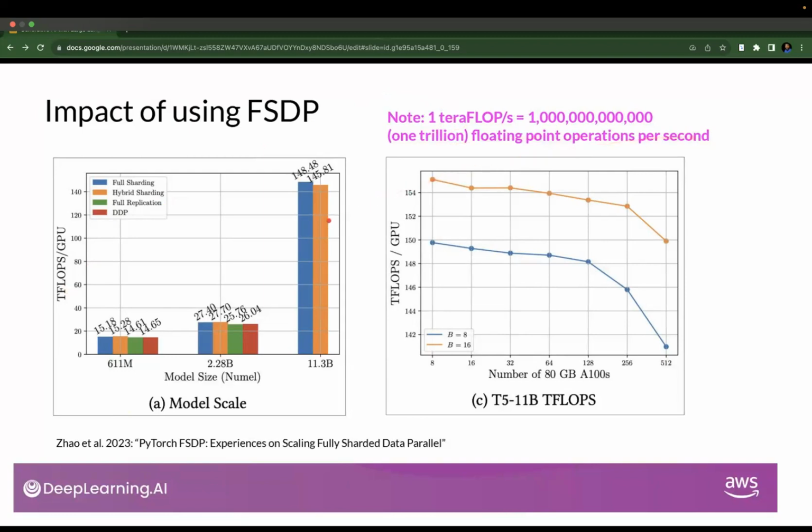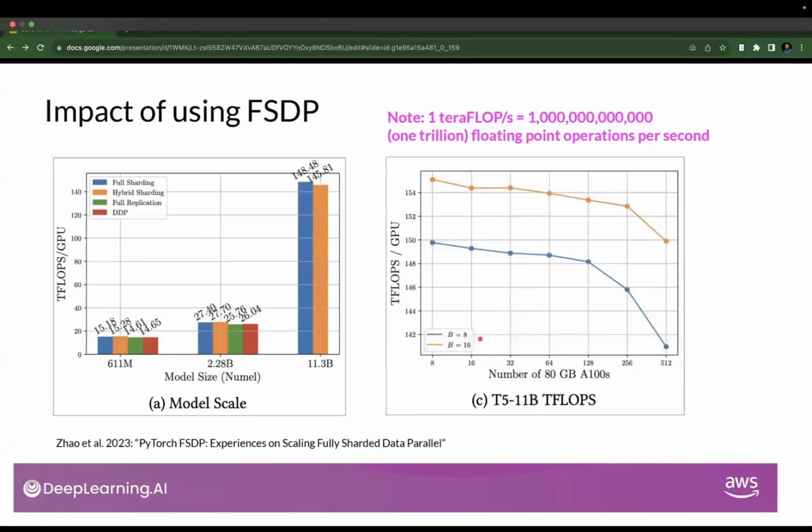second. So on small model sizes with 600 million parameters or 2 billion parameters, all these different techniques of data parallel or full sharding don't differ much. But as the number of parameters increases, for example, to 11 billion, then this DDP just gives out of memory issue. And with sharding, you receive a higher throughput in number of teraflops per GPU.